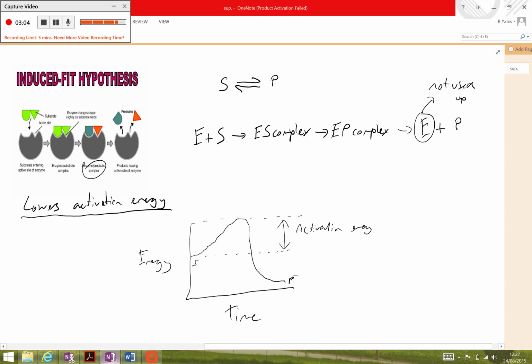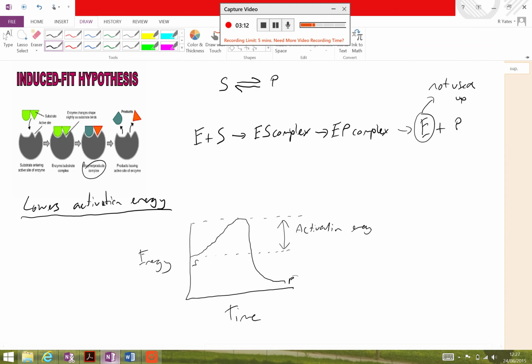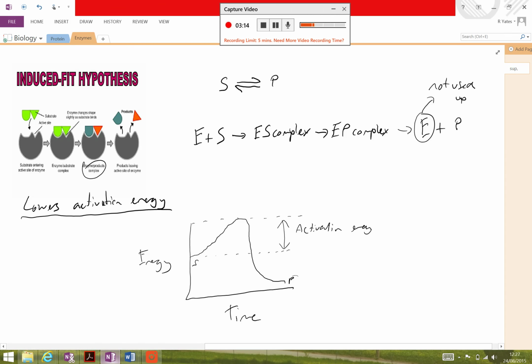So what does an enzyme do? So essentially, an enzyme will lower this activation energy. So if we try and go for a different color here, let's go for red, all that will happen is you'll need to put in less activation energy in order to get your substrate to products. And it'll take less time as well.